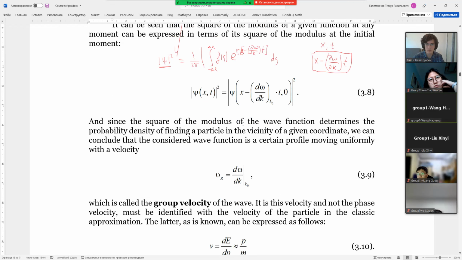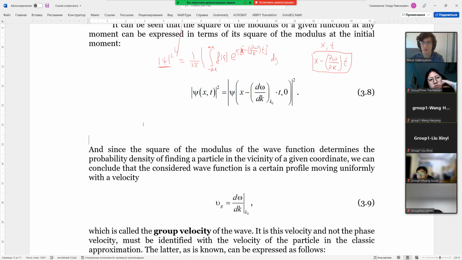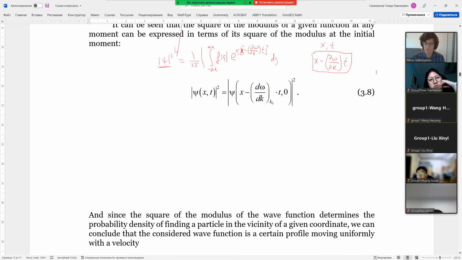there's the point. Okay, let's draw x minus d omega dk times t equal to constant. Let's draw this function. Everybody knows this function.